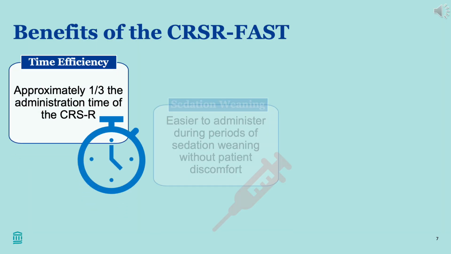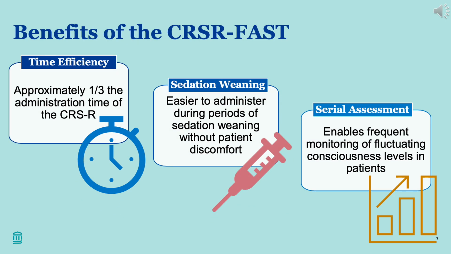The CRS-R-FAST provides a time-efficient alternative to the full-length CRS-R, enabling clinicians to assess conscious awareness in ICU settings where extended evaluations may not be feasible. Its abbreviated format, requiring approximately 1/3 of the time required for the CRS-R, facilitates administration during sedation weaning and supports serial assessments, which are critical for capturing fluctuations in consciousness. Timely and accurate detection of conscious awareness informs diagnosis, prognosis, treatment planning, and communication with families.